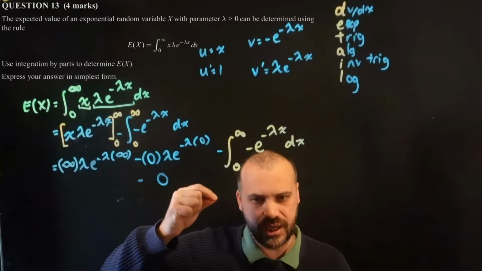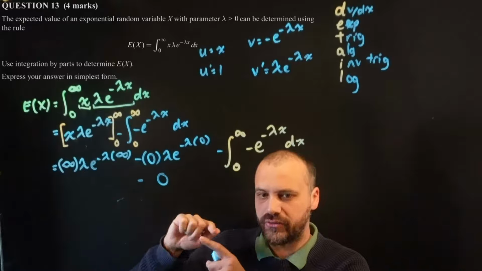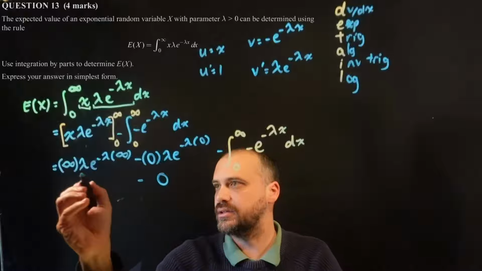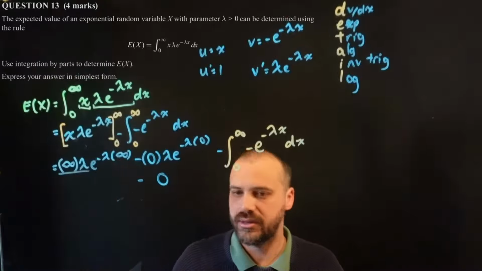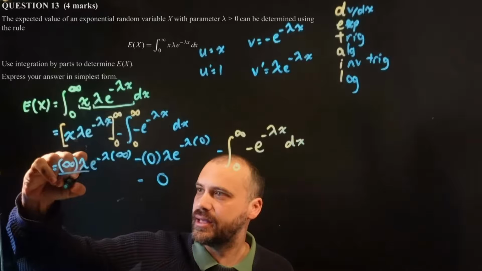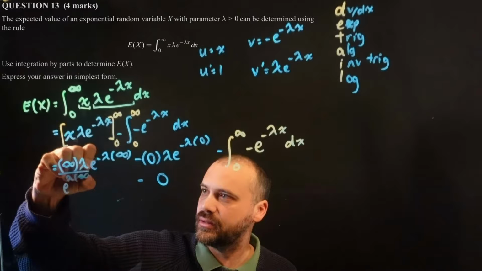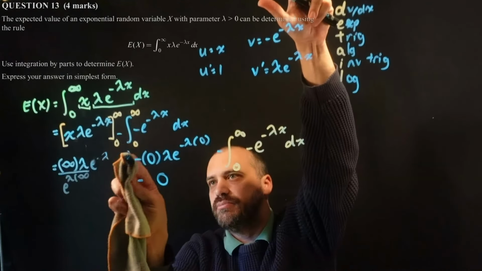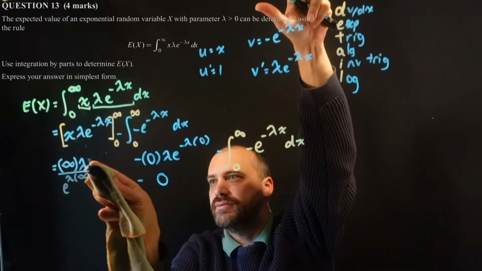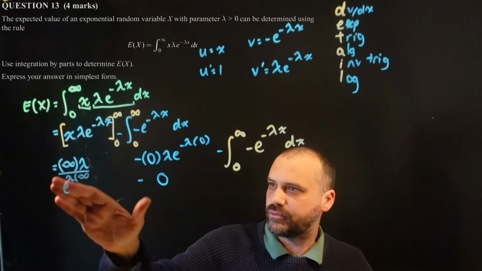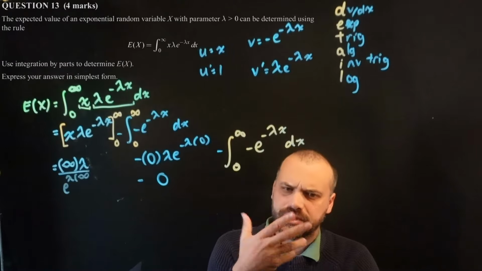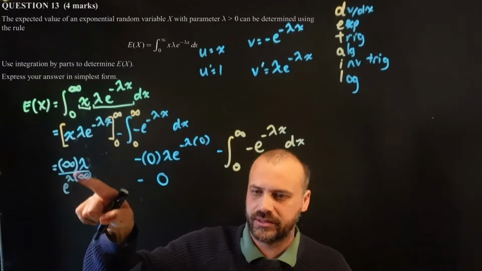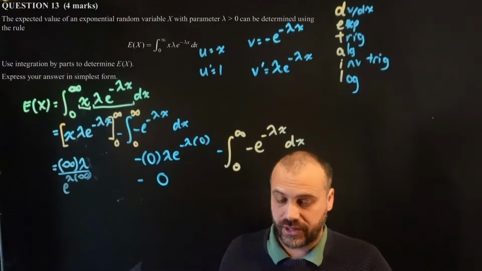Now, e to a negative is the same as 1 over e to whatever that happens to be. So I can rewrite this as infinity times lambda over e to the lambda infinity. Okay, now that I've rewritten it like that, what does it mean? What we have is a very large number divided by a very, very, very large number.